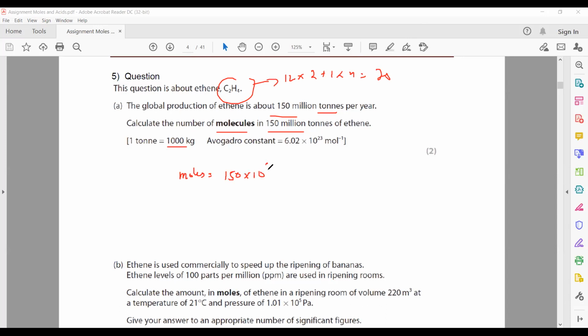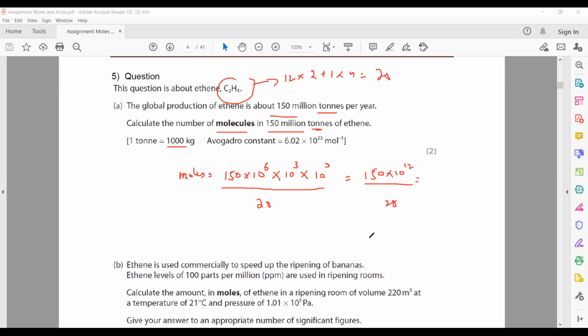So 150 million means 150 times 10 to the power 6 tons, and 1 ton is 1000 kg. So when I convert the ton into kilogram, I multiply by 1000, meaning 10 to the power 3, and then to convert the kilogram into gram, I multiply again by 1000, and divide by the molar mass, which is 28. So it will be 150 times 10 to the power 12 divided by 28 to get the moles.